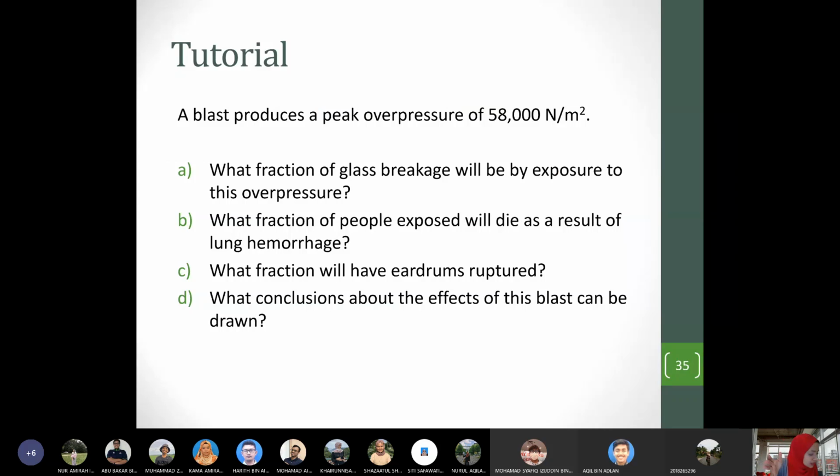Okay, let's try this tutorial. Let's say you have a blast that produces a peak overpressure of 58,000 Newton per meter squared. So this is a larger overpressure than the previous example. Now calculate what fraction of glass breakage will happen here due to the exposure to this overpressure. And what is the percentage of people that will die as a result of the lung hemorrhage. So this is like the one that we did before. And what fraction we have for eardrum rupture, also like the previous example. And then what conclusions can be drawn from this amount of overpressure. Okay, so I will leave you guys to do this for a bit.